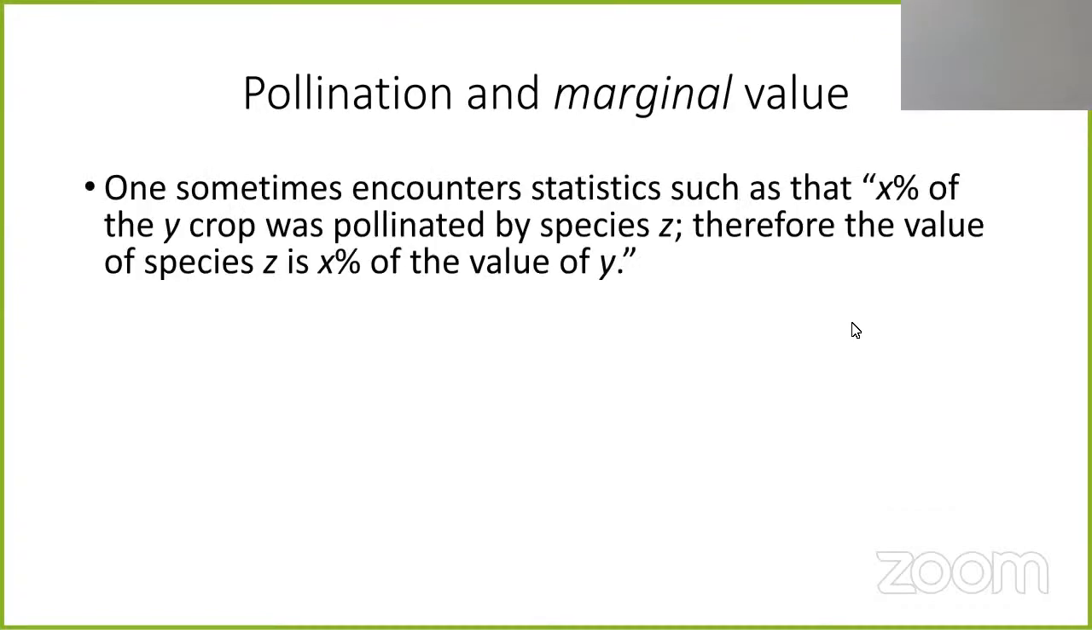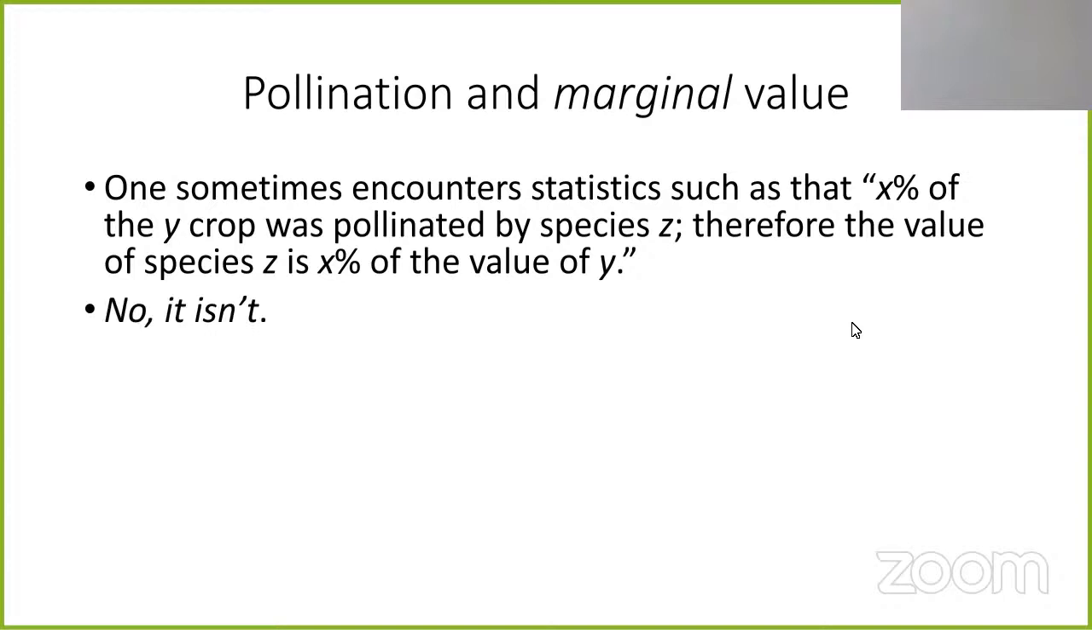But we do want to think carefully about marginal value, and I want to underscore another aspect of this. You often encounter statistics in the literature, and regrettably even sometimes in the literature that purports to be taken from an economic perspective, saying that for a certain crop Y, X percent of the value of the harvest of crop Y was pollinated by species Z. Therefore, the value of species Z is X percent of the value of Y. No.